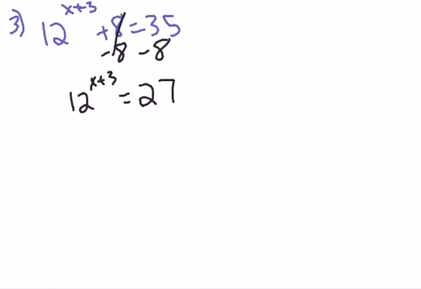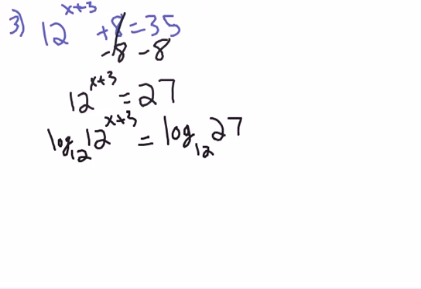So I'm going to say log base 12 of 12 to the x plus 3. And then what I do to one side, I also have to do the other. So I'm going to do the log base 12 of the right side as well. Okay, and you can think ahead that you're going to have to use the change of base formula here. So again, if I think in terms of cancellation, log base 12 of 12 is 1, so these go away, and I'm just left with x plus 3 is equal to log base 12 of 27.